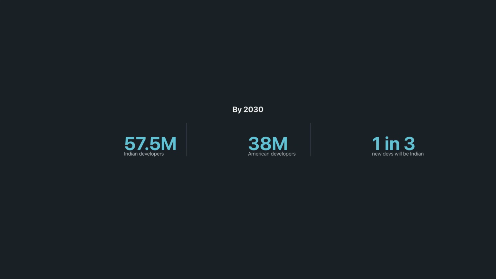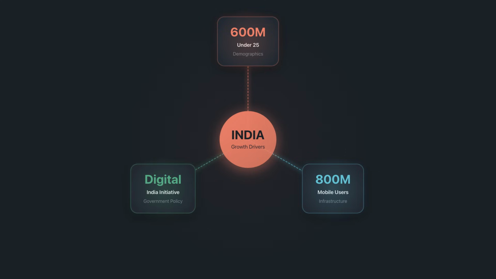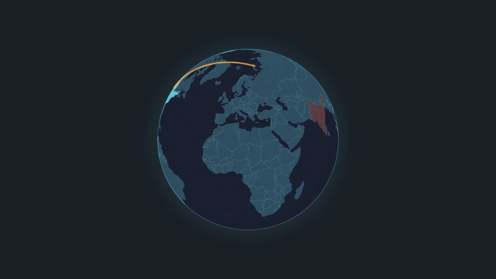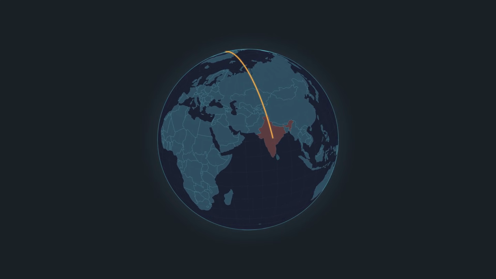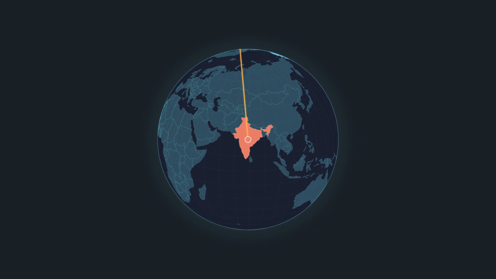But cost is not the only driver here. Demographics is another one. India has 600 million people under 25. Besides, the infrastructure in India is booming. Mobile internet reached 800 million users in 2025. Finally, government policy and digital initiatives like Digital India and Skill India help too. We see an Indian tech industry that's evolved from outsourcing center to innovation hub. Bangalore now rivals Silicon Valley for AI startups. The center of gravity in software development is shifting, and it's shifting east.